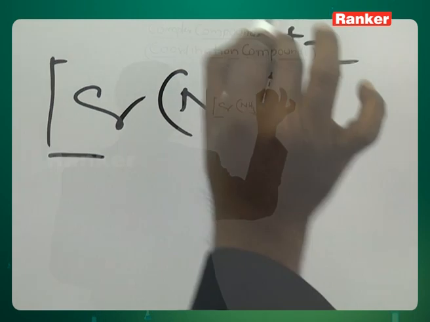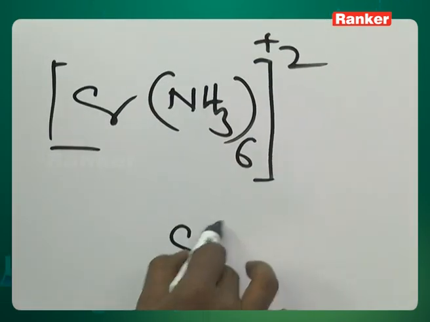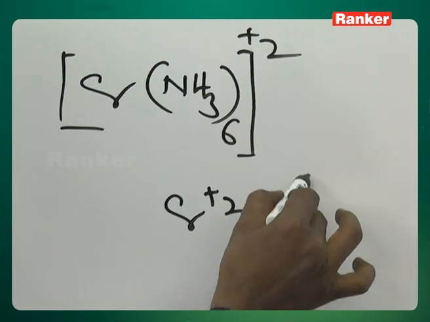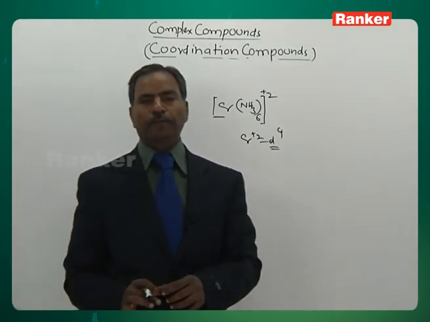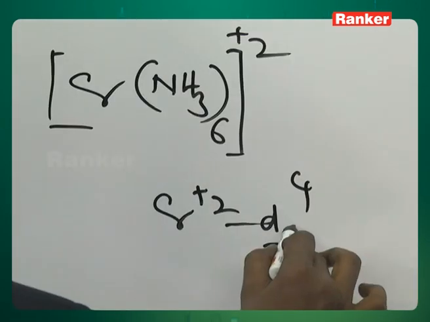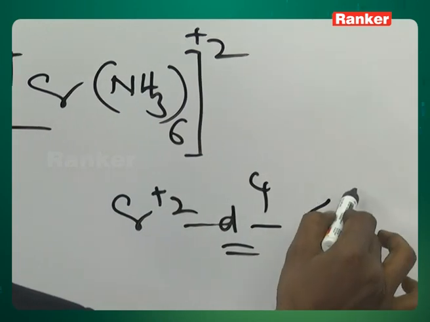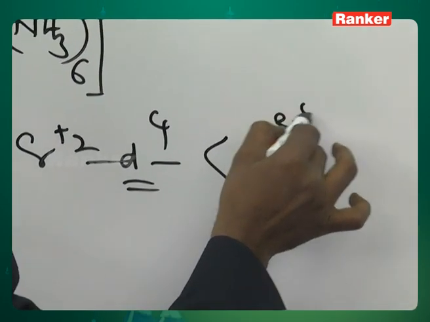In this particular complex, chromium is in the +2 oxidation state. Plus 2 means d4. Moreover, ammine is a strong field ligand. For strong field d4, the distribution of electrons should be t2g4, eg0.